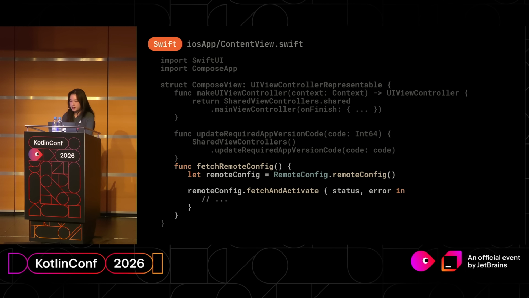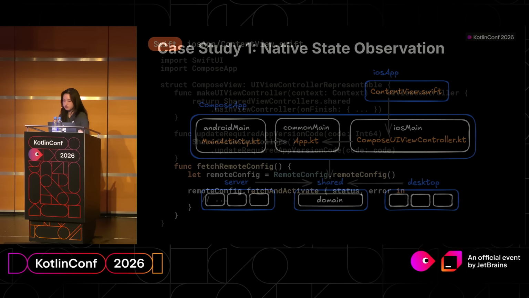And this is where Firebase Remote Config gets fetched. In the callback, we extract the required app version code and convert it into Int64, not Int value. I'll explain why later in the pitfalls section, and then call updateRequiredAppVersionCode. That updates the StateFlow, Compose recomposes, and the force update dialog appears.